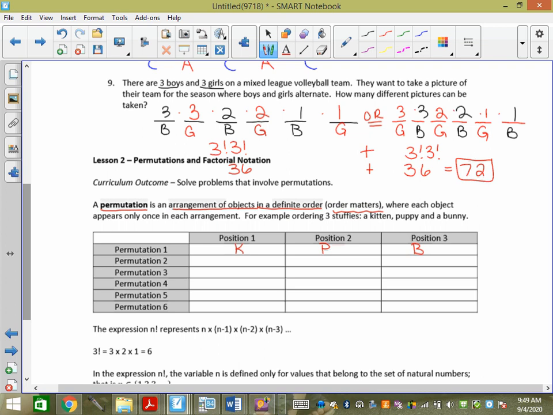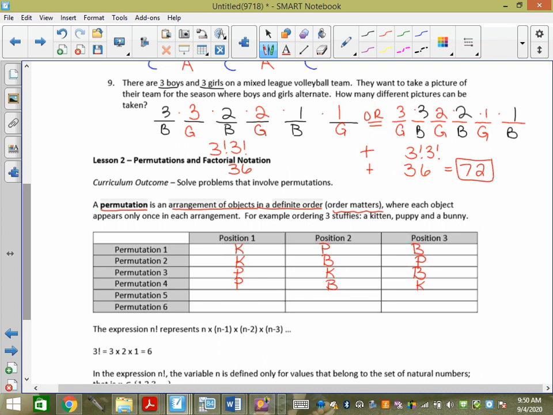Now she took a picture. What other arrangement could she do that if she took a picture it would look different? That's exactly what I would have done next. Kitty, bunny, puppy. I would have kept the K and then just swapped the other 2. What else could we do? Puppy, kitty, bunny. Keep going. You're on a roll. Puppy, bunny, kitty.